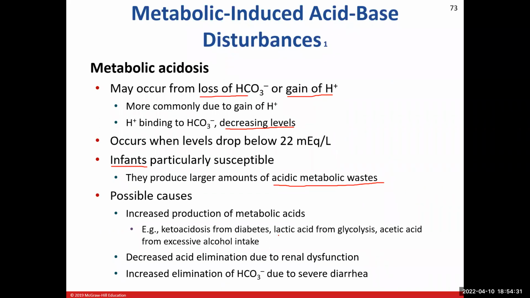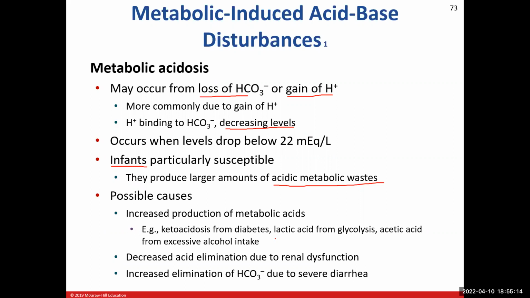We talked about the lactic acid production from glycolysis. Again, keep in mind, if oxygen isn't present, we're going to shunt that reaction to produce more lactic acid. Diabetics, because there's that issue where they don't have insulin for glucose metabolism, are forced to break down fats, so they're more prone to ketoacidosis. Alcoholics are more prone to acetic acid, because as the body starts to break down alcohol, that ethanol is going to be converted into acetic acid, and that can accumulate.